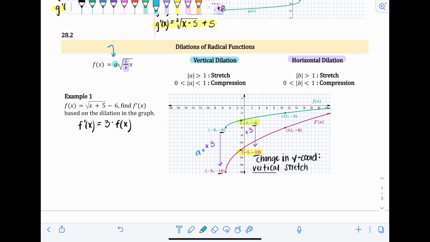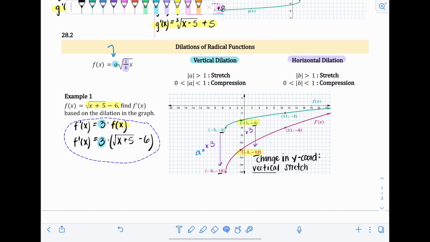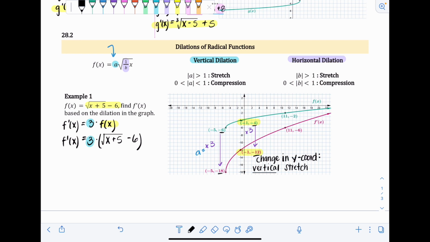So what that means now is that I take the actual function for f of x and swap it into this template that I have. So f prime of x is equal to 3, that's my a, my scale factor, and then times, because f of x has different parts to it, I do need to put it in parentheses, so it'd be times the square root of x plus 5, and then minus 6. Now I just need to simplify and make sure I distribute, and then I'll be done.